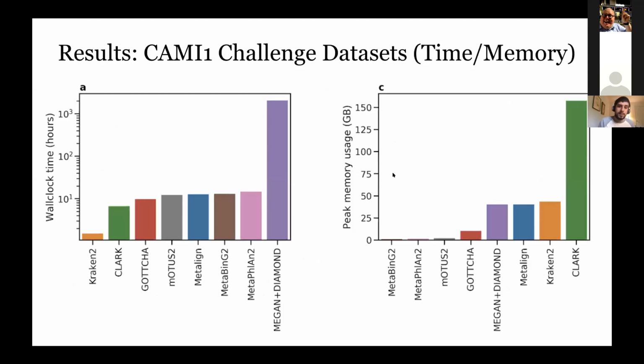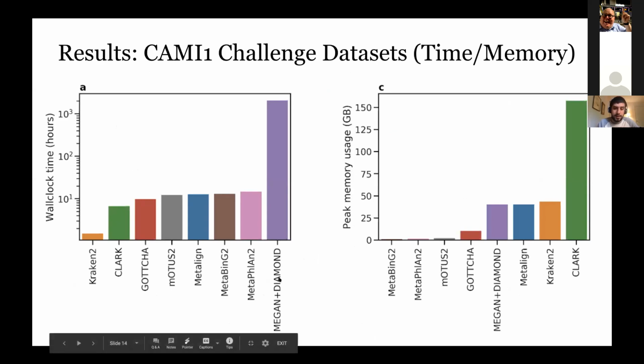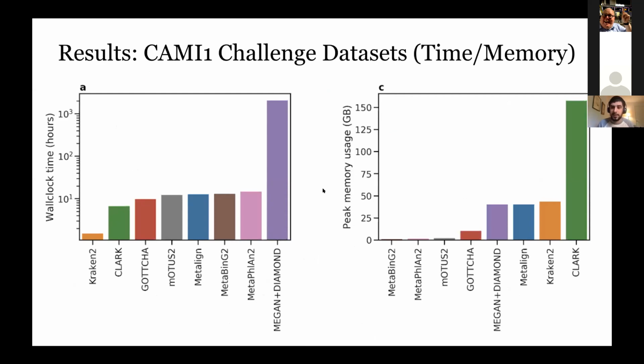But now if we look at the time and memory, on the left here is wall clock time in hours, and on the right is peak memory usage. This is over all 8 data sets. So this is the peak at any point while processing all 8 data sets. This is the wall clock time summed over all 8 data sets. And we observed that Megan plus Diamond was by far the slowest method. These were all run with 4 threads, by the way. Note that this is a log scale here in hours, so it's a couple orders of magnitude slower than the rest of the methods.